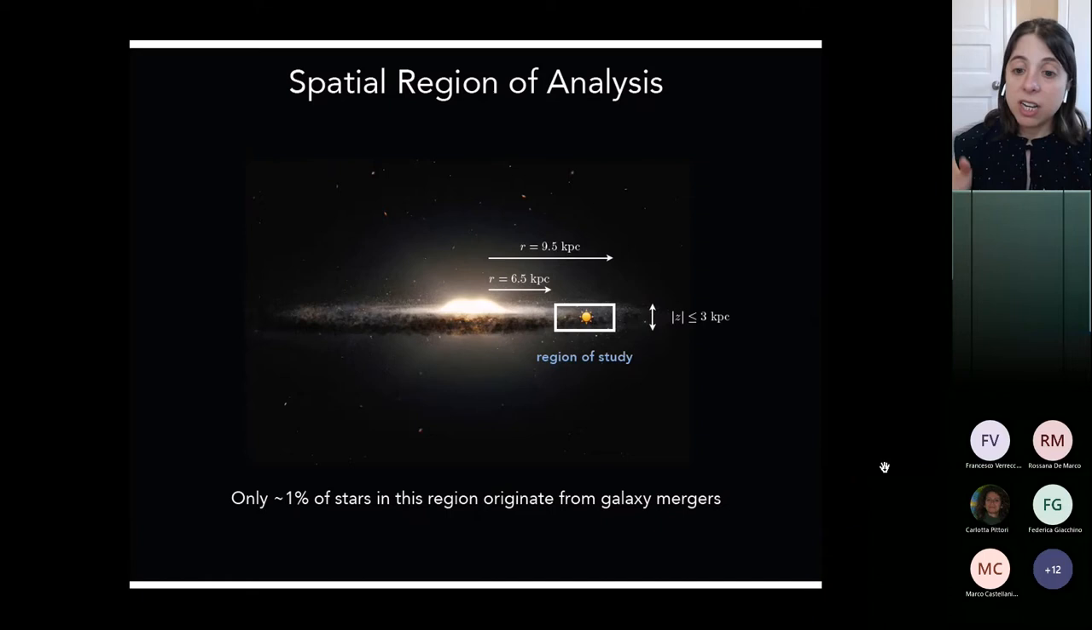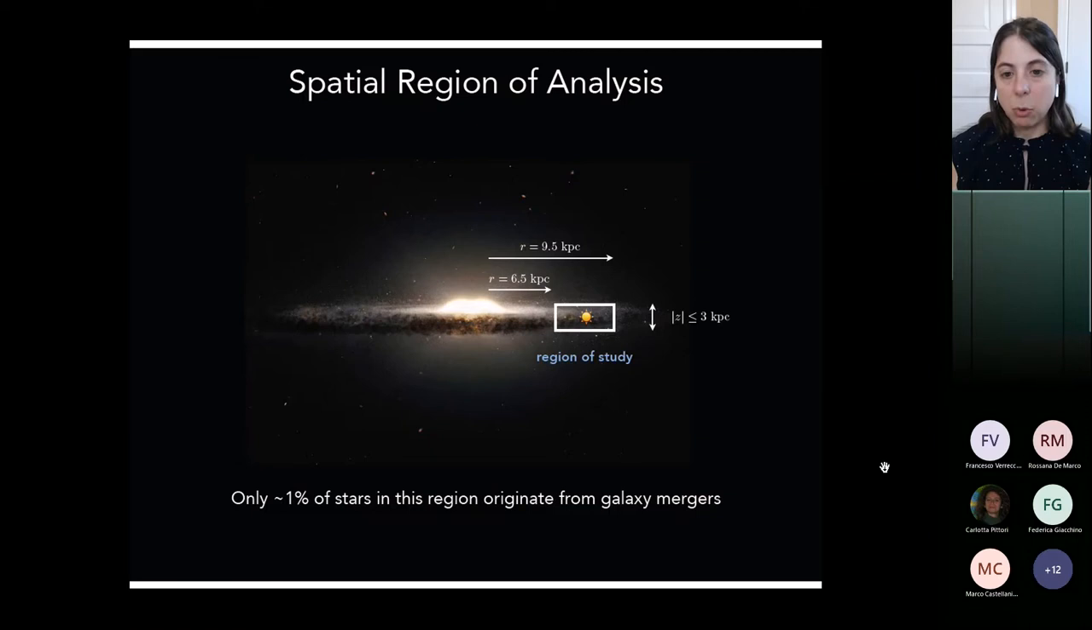So our goal for the rest of the talk is to essentially go through this exercise, but focusing really on the region around where the sun is, which I've indicated here by this white box. This is a particularly difficult region to do this exercise in, because you have a huge amount of contamination from stars that were born in situ, or that's just another way of saying that they were born in the Milky Way in its stellar disk.